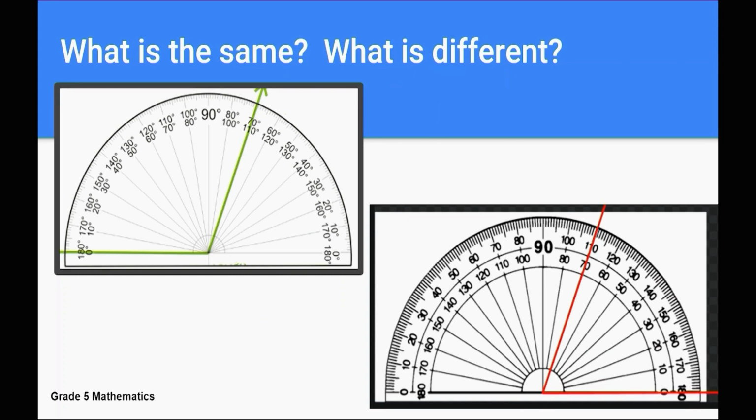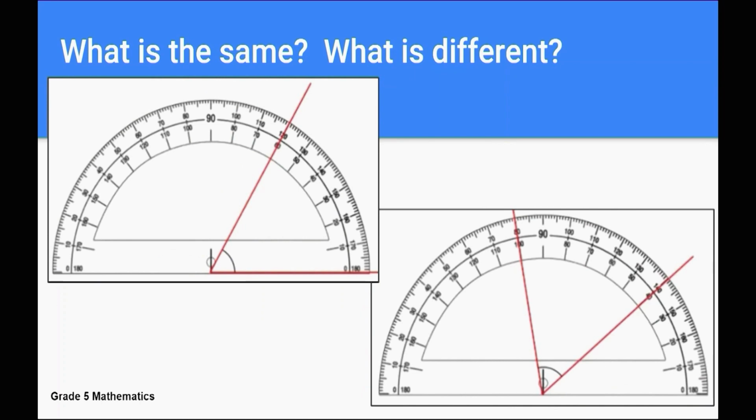The green angle is an obtuse angle, so it cannot measure 70 degrees, but 110 degrees. The red angle is an acute angle, and so it measures 70 degrees. I think you're ready for a challenge. Take a moment to look at these two protractors. What is the same and what is different?